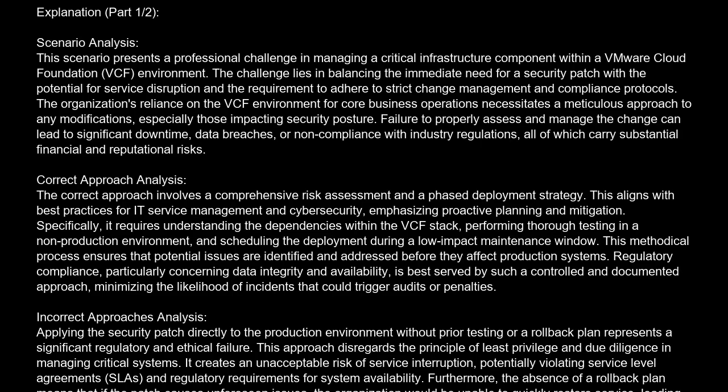The correct answer is A. Immediately apply the security patch to the production VCF environment during business hours to minimize the window of vulnerability, with a plan to address any issues that arise afterward.